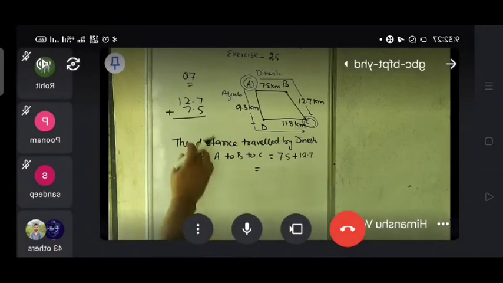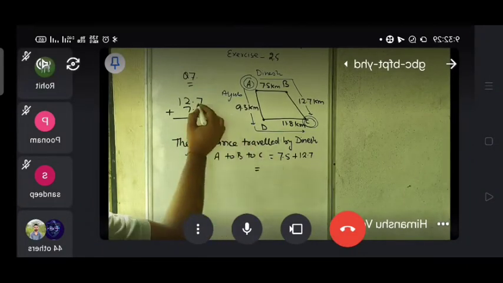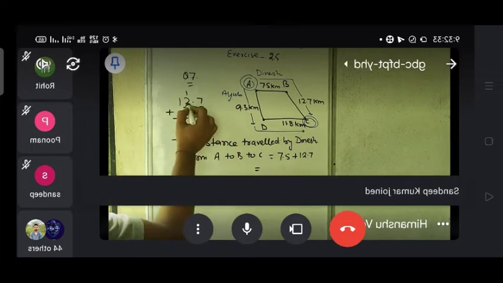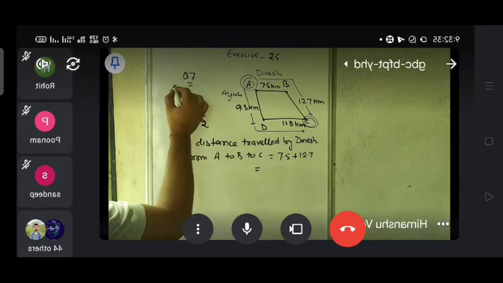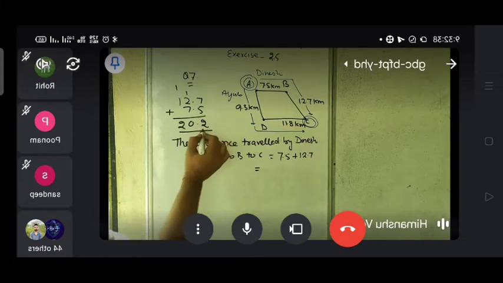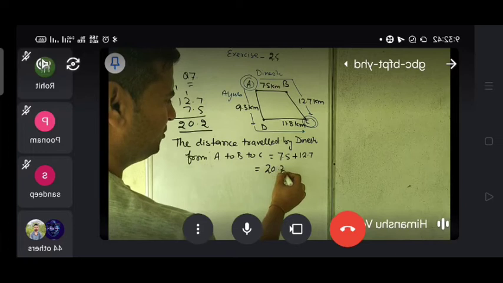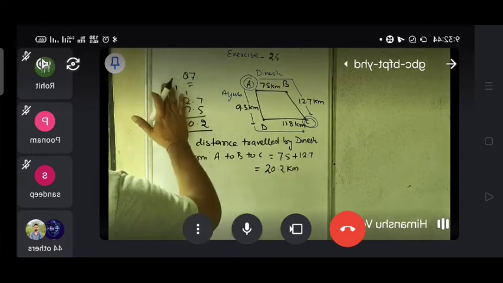Now you can add it easily. 7 plus 5, 12, 1 carry. 7 and 2, 9 and 1, 10. One more carry. So 20.2. So our addition is 20.2 kilometer. Okay. Now let us erase it.